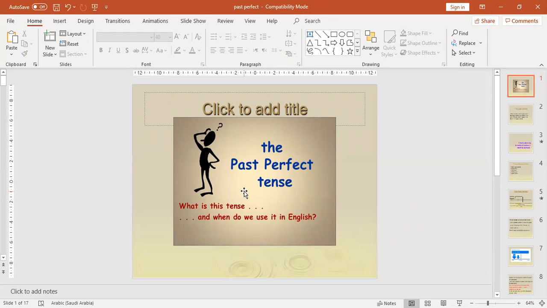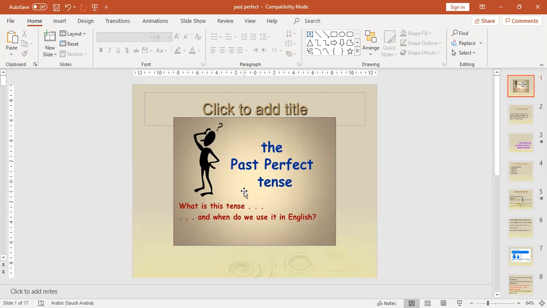But here today, I have two actions which happened in the past. Both happened in the past and finished in the past. But one followed the other. One happened before the other. So, how can I know that this action happened first, and how can I know that this action happened later? It is the form of the verb.